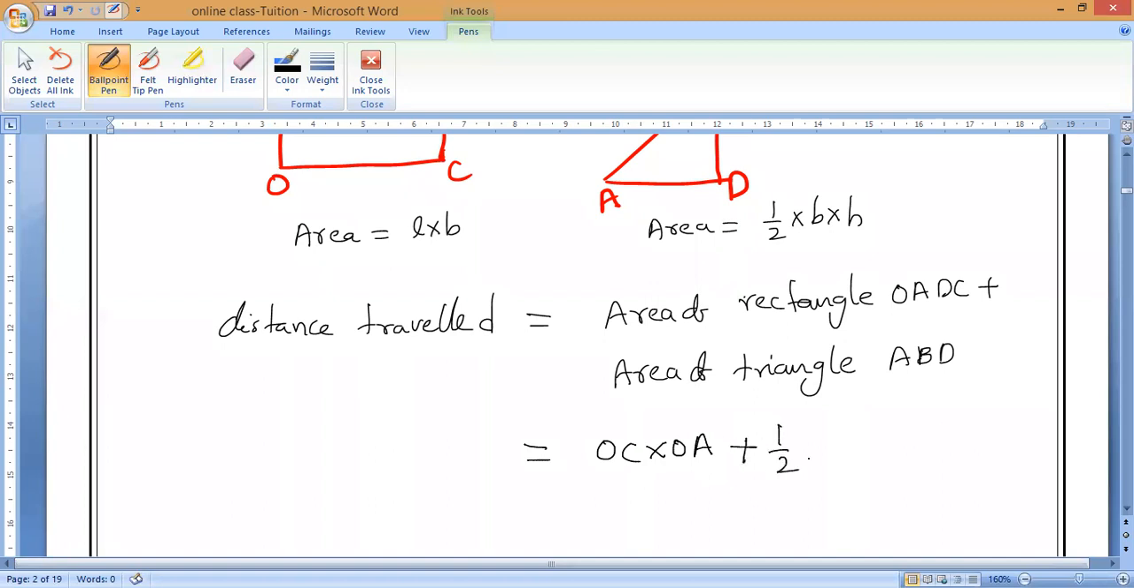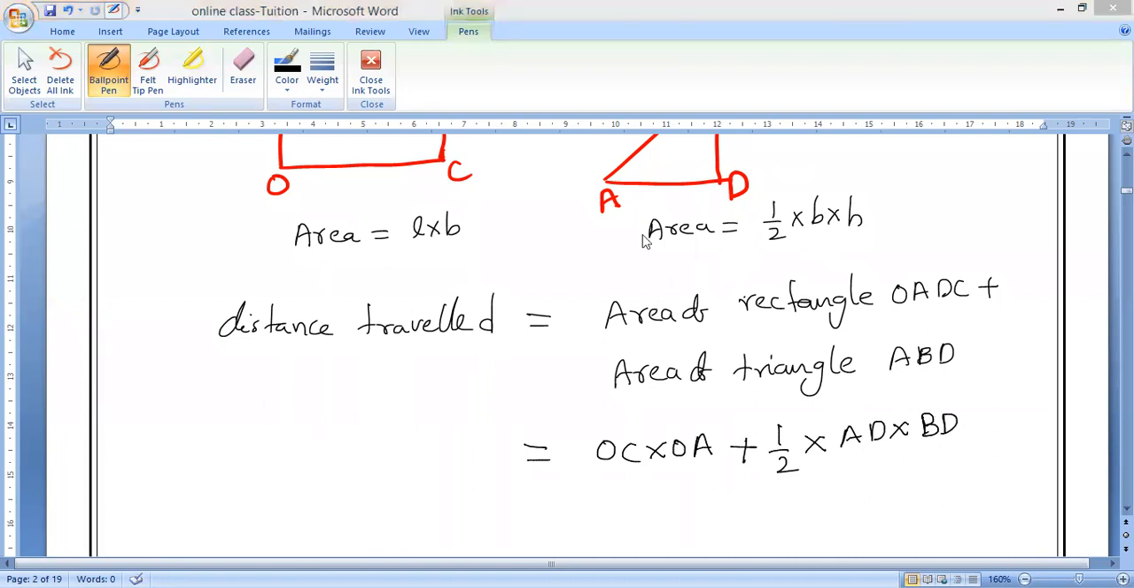Next, half into what is the base? Base is AD. Into height means BD. Clear? Yes, BD. Yes or no? Yes, sir. That's all.